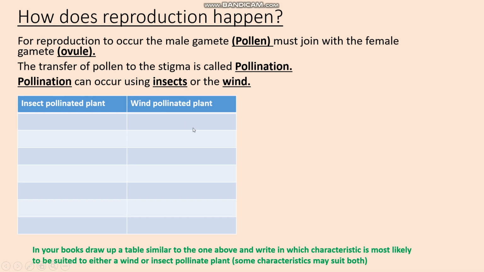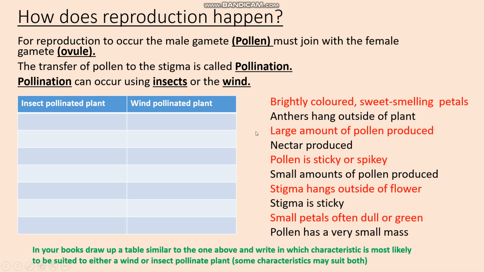So let me give you a list of characteristics and give you a couple of examples. So if a plant is brightly coloured, it's sweet and has sweet smelling petals, it's designed like that to attract insects. So that plant would be attracting insects, so the insects could come along and transfer pollen away from that particular plant. So that would be an example of a characteristic which relies on insects to pollinate the plant.